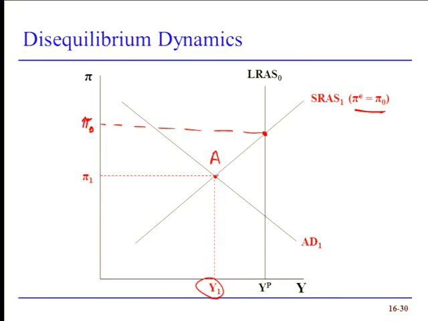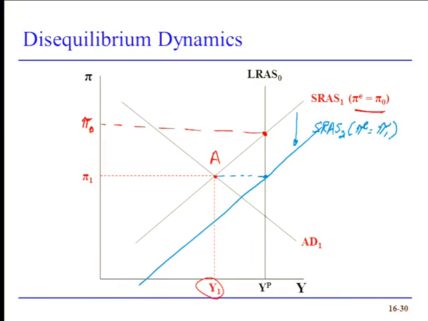How far does it shift down? Well, all that we need to know is that it will cross the long-run aggregate supply curve at its expected inflation rate. So expected inflation comes down to pi 1. The short-run aggregate supply curve also shifts down.